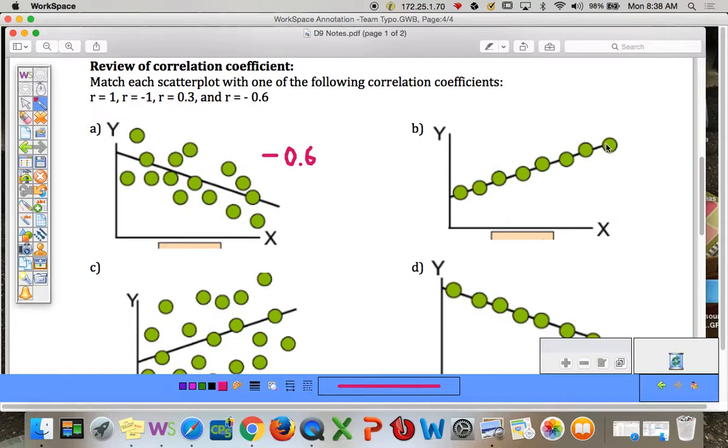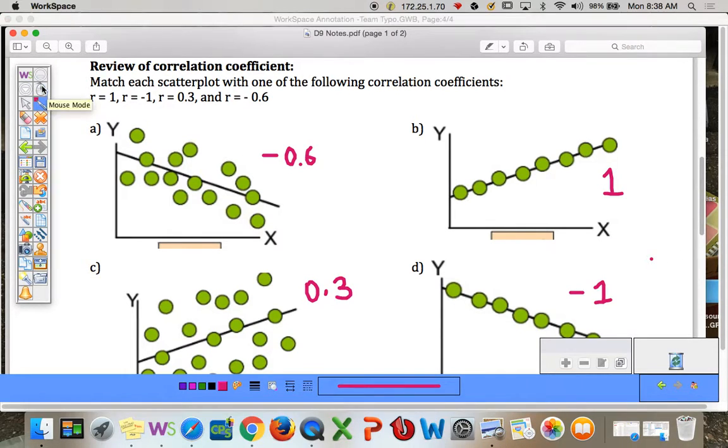This one has a positive slope, and all of the dots are on the line, so this correlation coefficient is 1. It has a strong positive relationship. This one has a strong negative relationship, so -1 is the strongest negative relationship you can have. In this one, they're pretty scattered. It's a positive relationship, but pretty scattered, so 0.3 is a good estimate for this one.